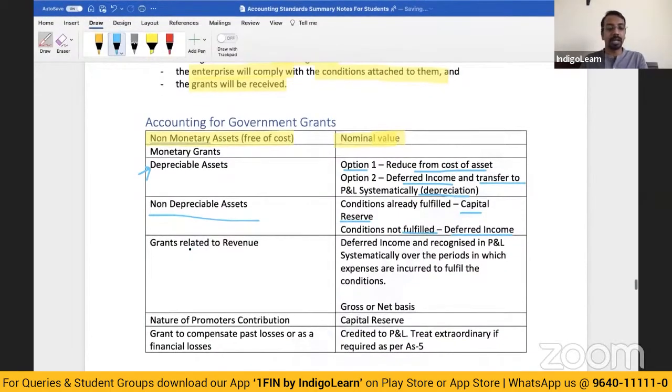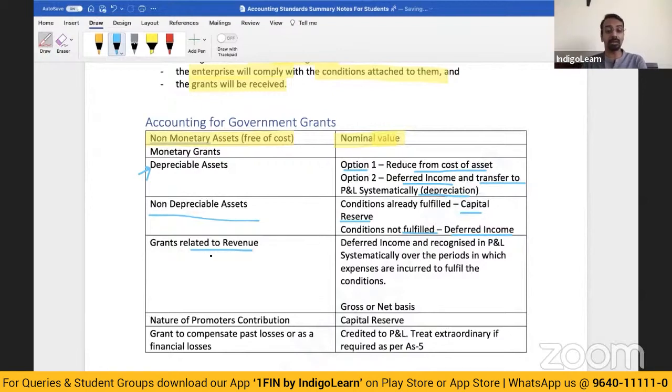Okay. Then what do we do with grants related to revenue? Revenue means if it is not a grant related to asset, the government may say, you give employment to 100 people, we'll give you grant. Or the company may say, you do some expenditure on the development of this particular area, society, we'll give you some grant, right? You run a school, we'll give you grant. Now, something which is not related to an asset.